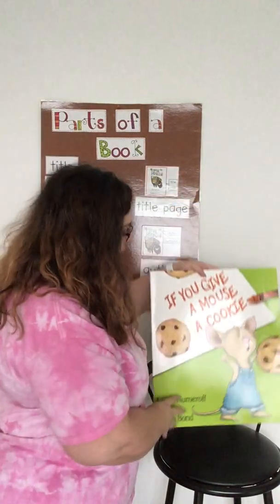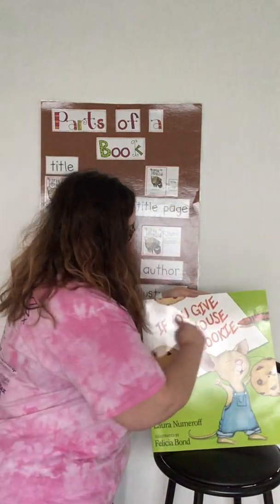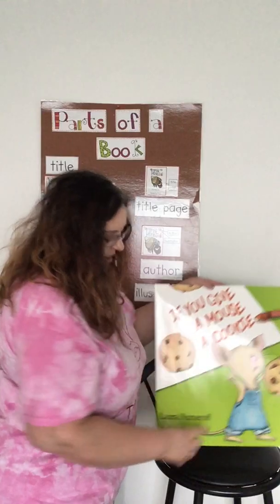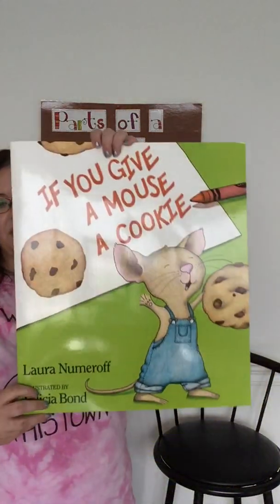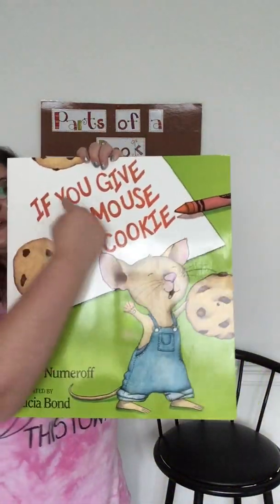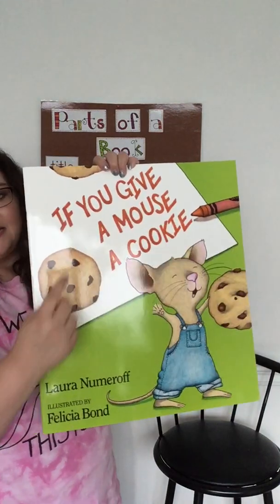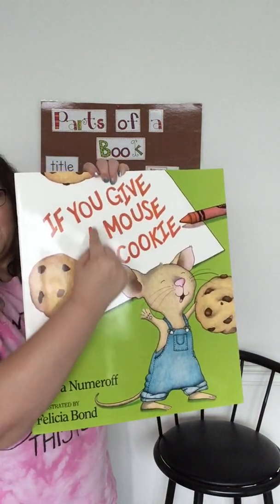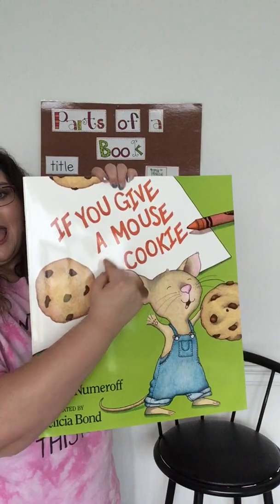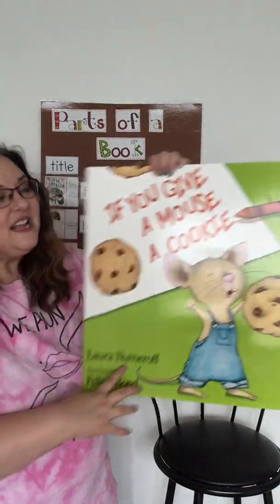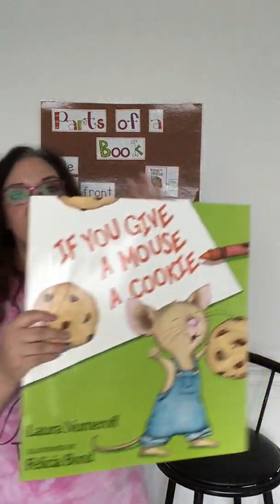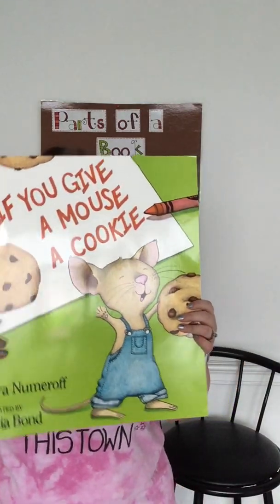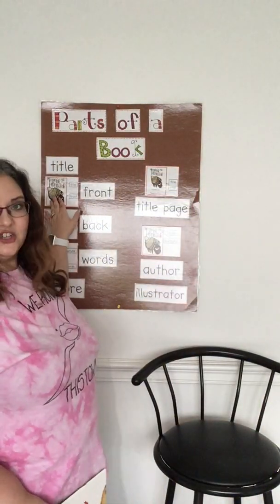So, looking at my book here, the big letters are the red ones, okay? The red ones are bigger than the black ones, right? So this is my title here. My title is If You Give a Mouse a Cookie, all right? That shows my title. So on the front cover is the title, just like this shows us on our chart.